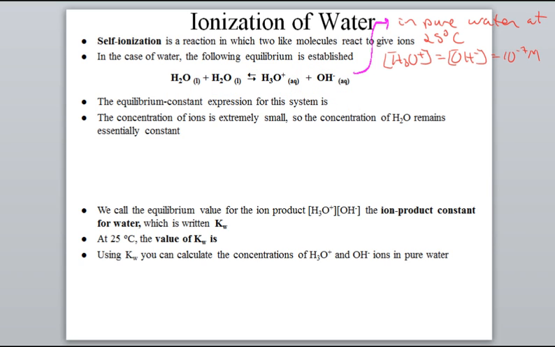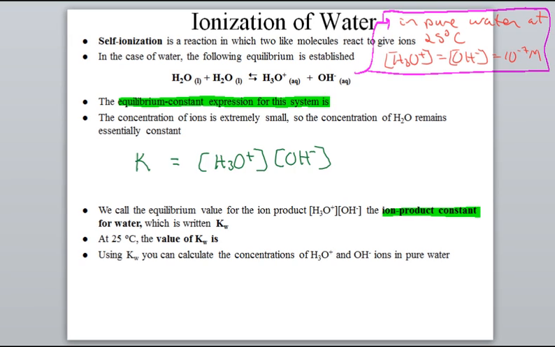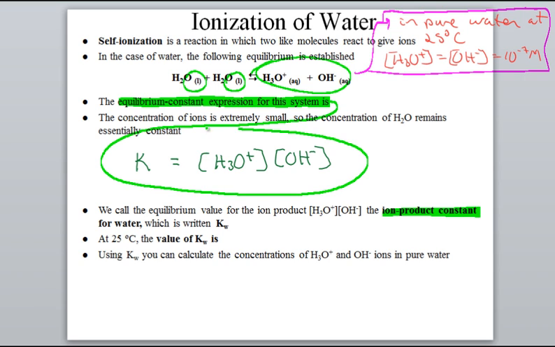As we learned in the previous chapter, we can write an equilibrium expression for any chemical reaction, and this reaction is no different. We also learned that if there's pure water or a pure solid, it's not included in the equilibrium expression. Since the reactants are liquids, they're not included. The products will be included in the equilibrium expression. And for this reaction, here's the equilibrium expression. It equals the product of the hydronium ion concentration times the hydroxide concentration.